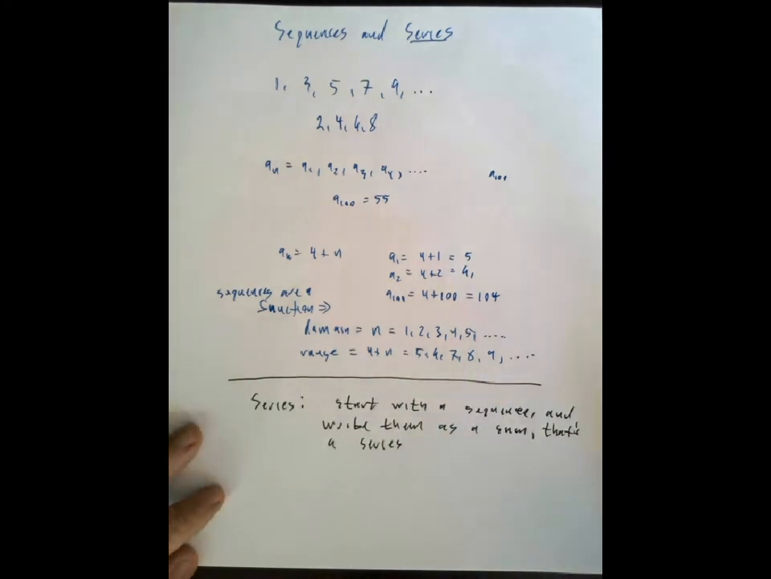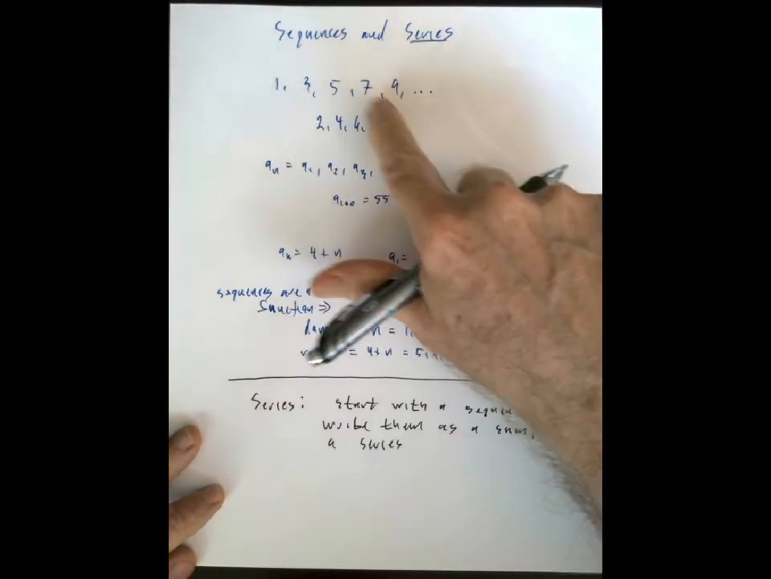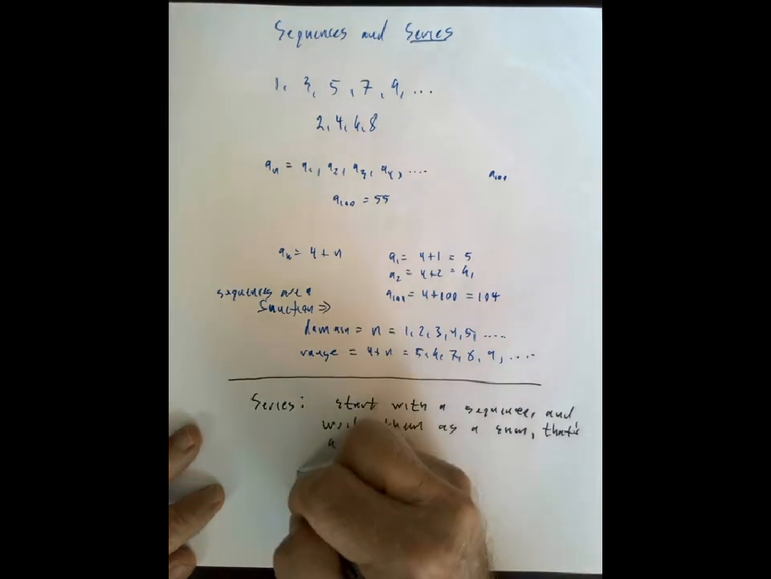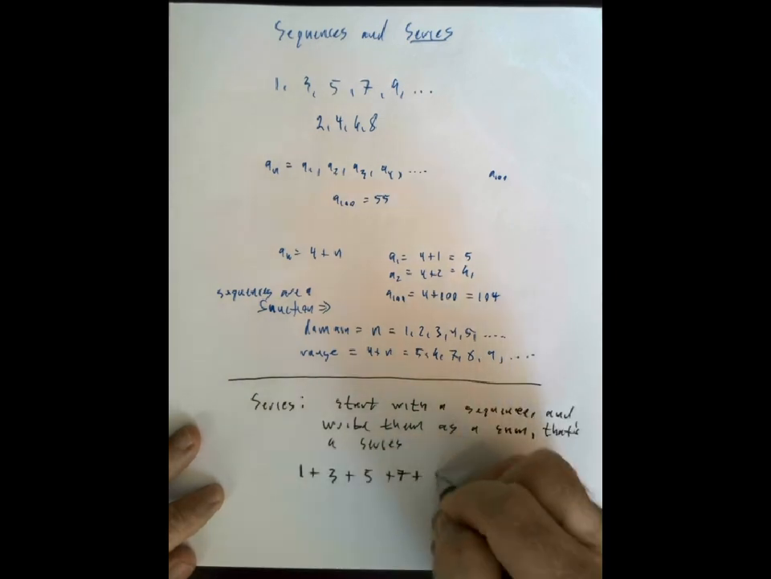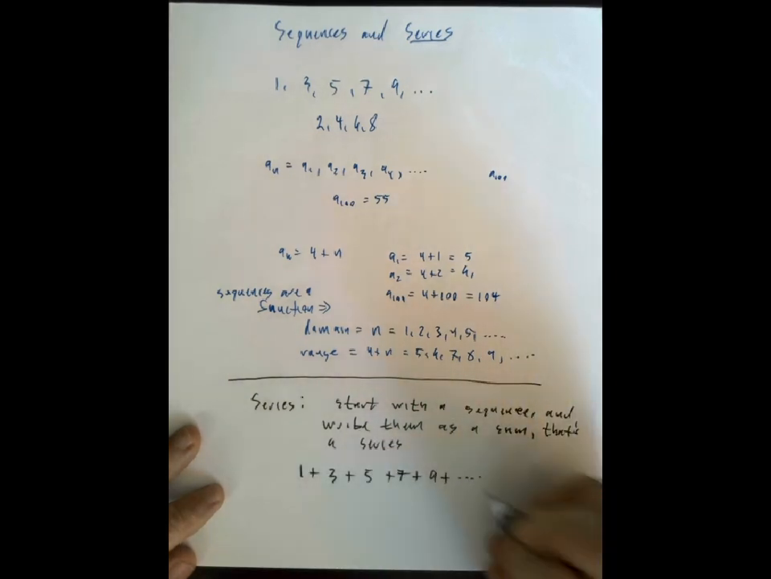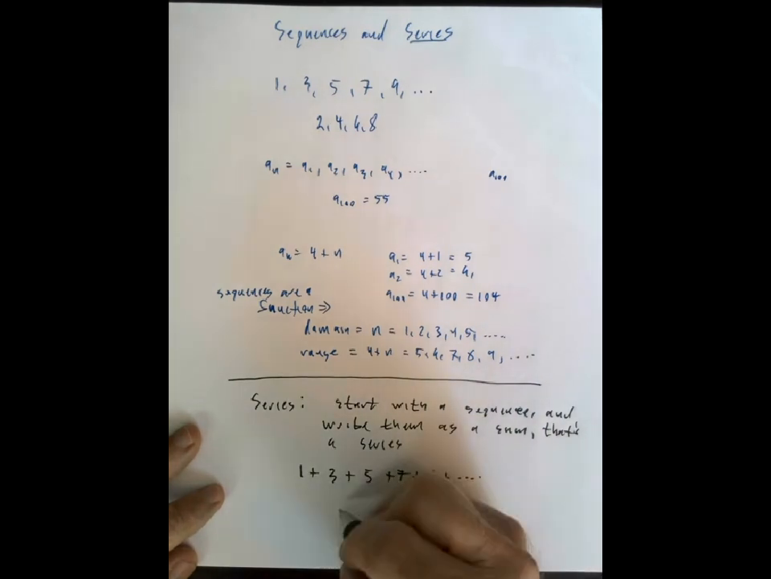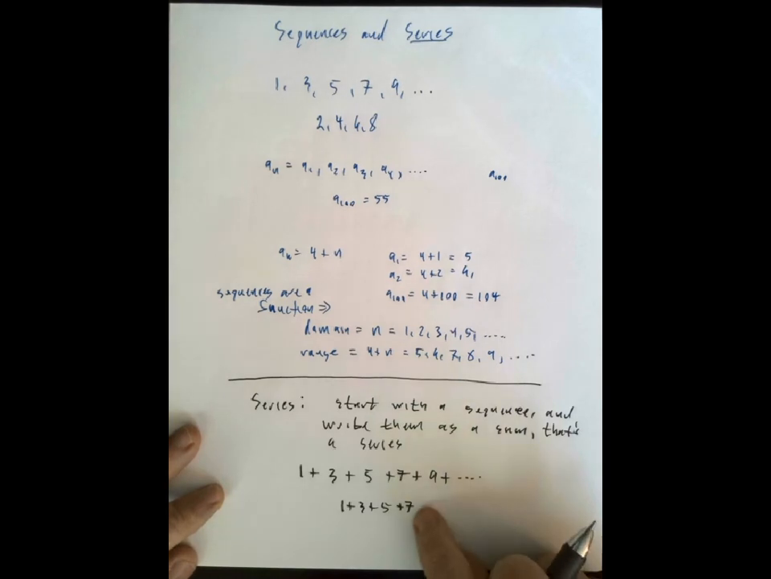Okay, so for instance, let's say this sequence we add up here, 1, 3, 5, 7, 9. The corresponding series would be 1 plus 3 plus 5 plus 7 plus 9, and then ... That could keep going. That would be an infinite series. Or let's say I could write 1 plus 3 plus 5 plus 7. That's a finite series where it's just the first 4 terms.